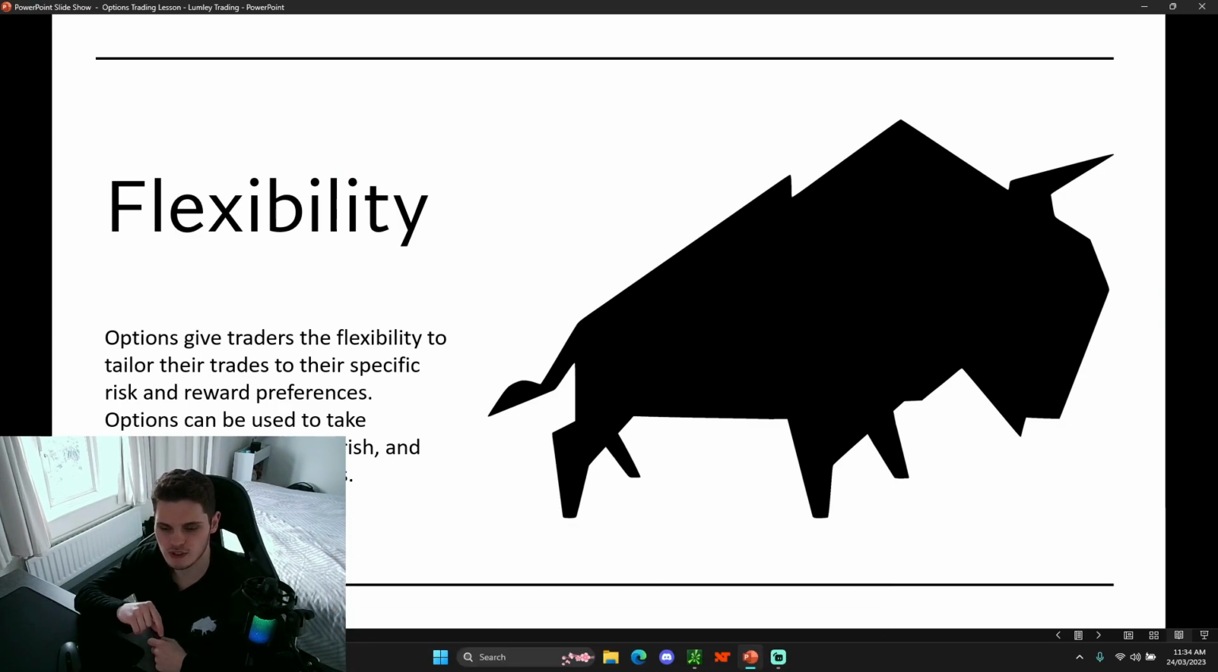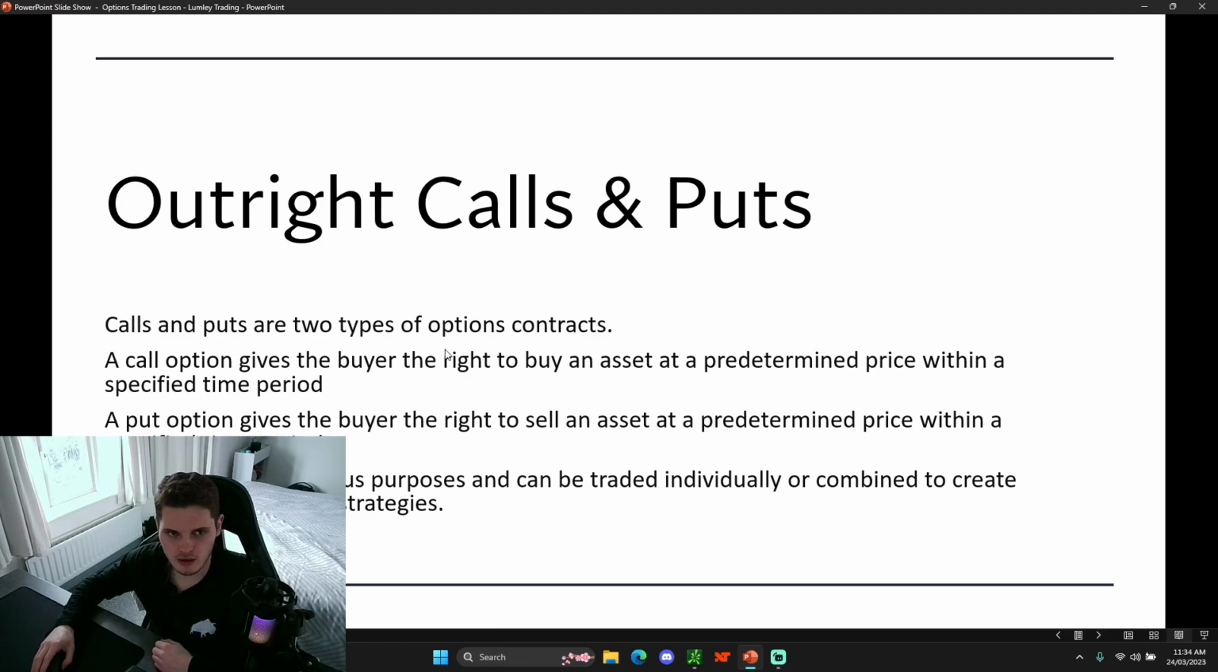Whereas options allow you not only to make money going up and down, but you can also make some strategies where you make money if the market stays flat. So that is the flexibility they offer. We'll go through some of the strategies you can use.